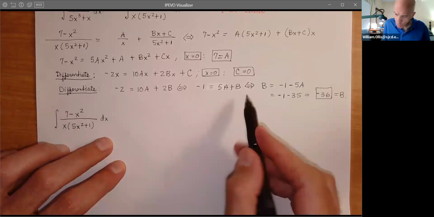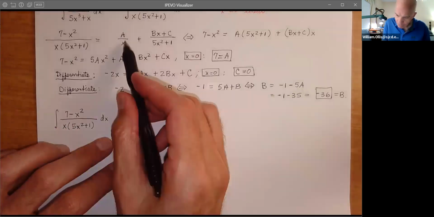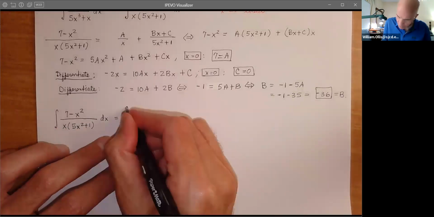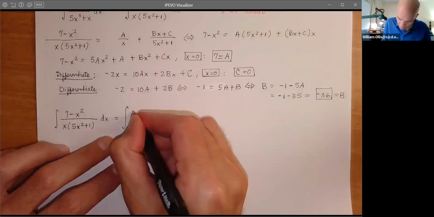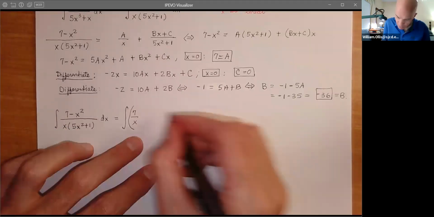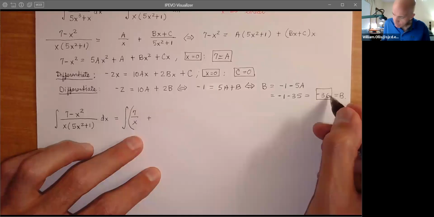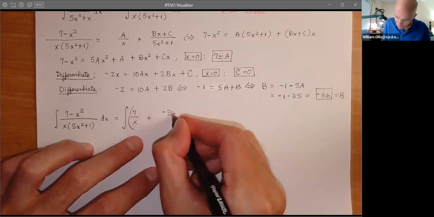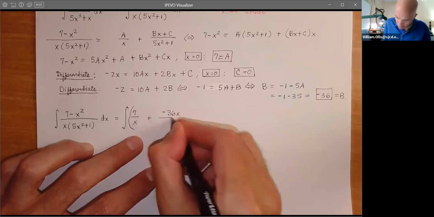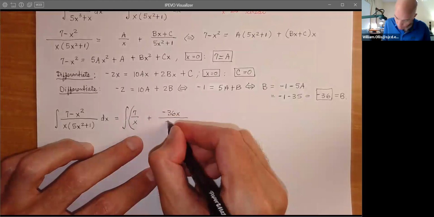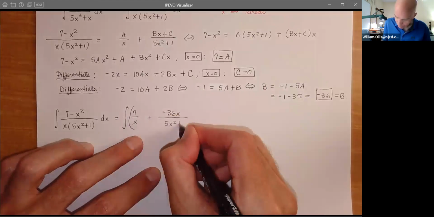So now let's go up here. We've got a, boom, right there. So the integral equals 7 over x. Let's just write down everything we have, plus, and then we have b, which is negative 36x. And c is 0, so, lo and behold, over 5x squared plus 1.